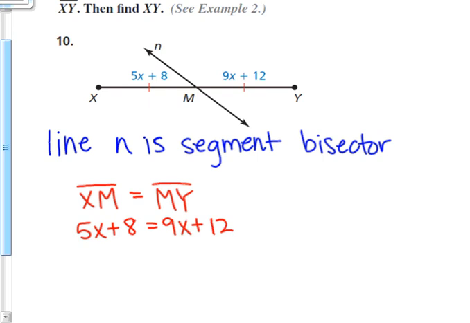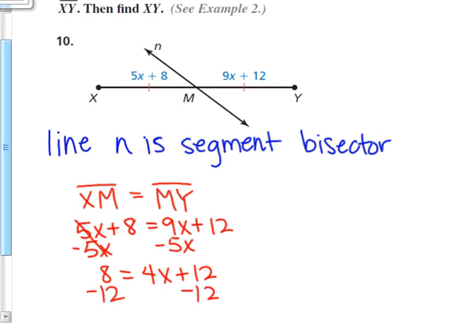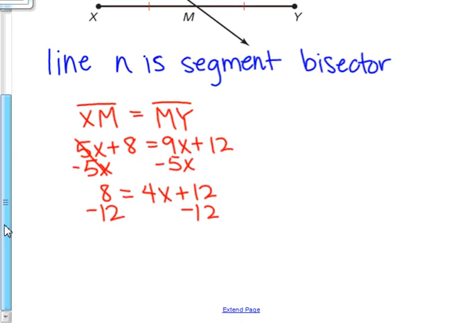So solving for x, I'm going to move my x's to the right side. Minus 5x, minus 5x. I'm left with 8 equals 4x plus 12. I'm going to subtract my 12 over to the left side. And I get negative 4 equals 4x. Dividing by 4 to get x by itself, I get that x equals negative 1 here.